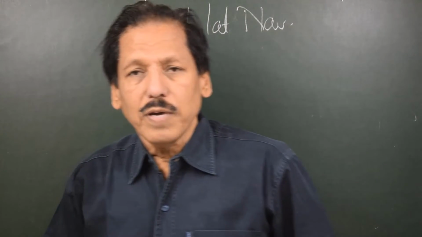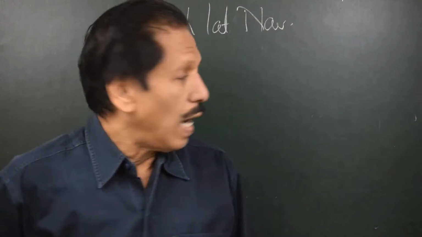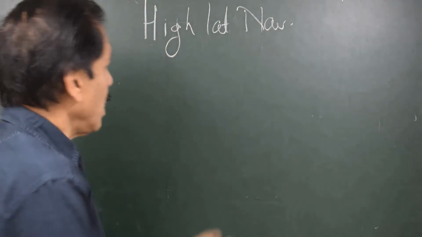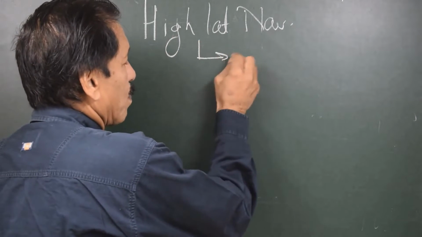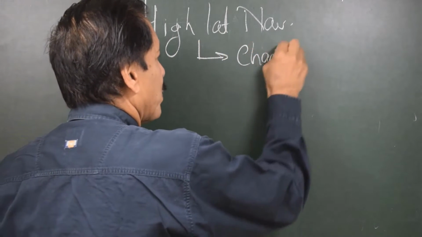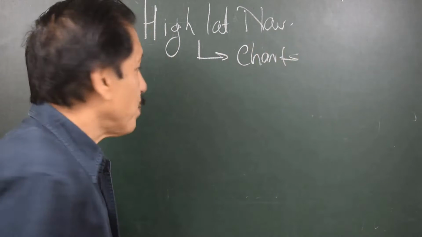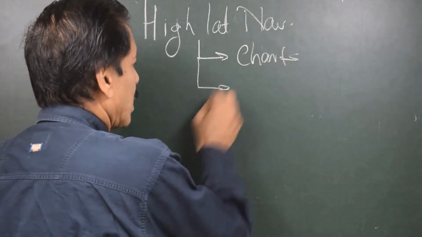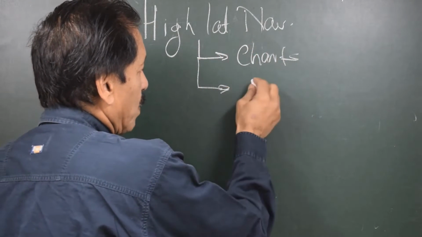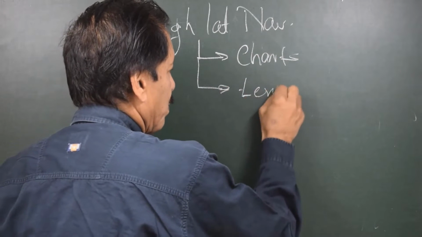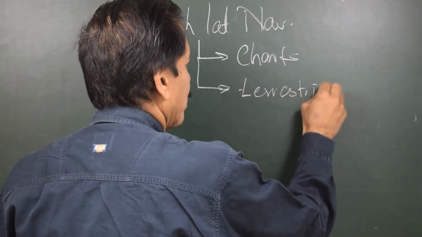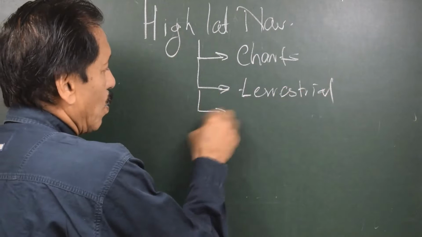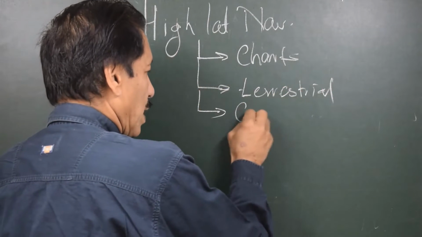Well, there are various problems in respect of high latitude navigation. Let us analyze the problems in respect of the charts. What are the problems with the charts? Then let us look at the problems in respect of terrestrial navigation, and then the problems in respect of celestial navigation.